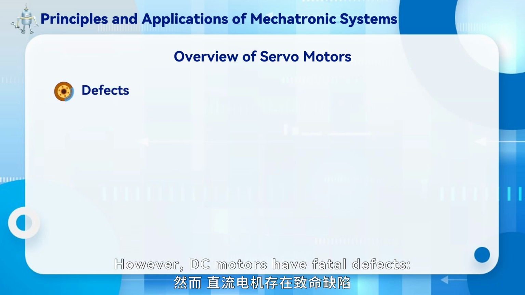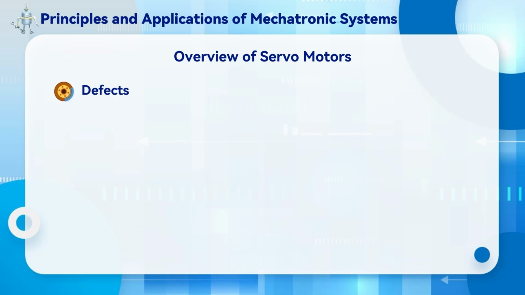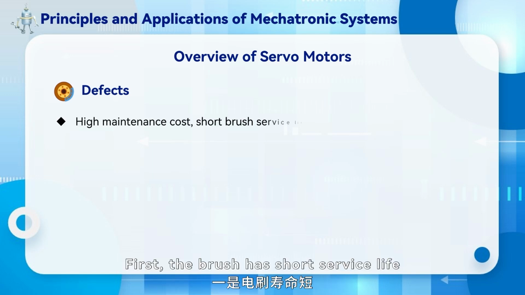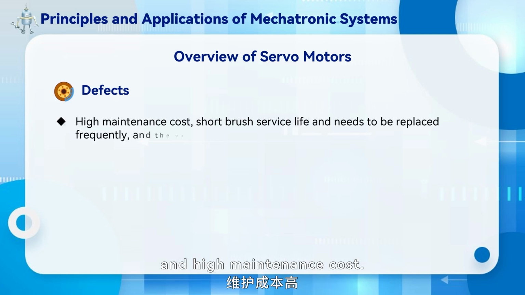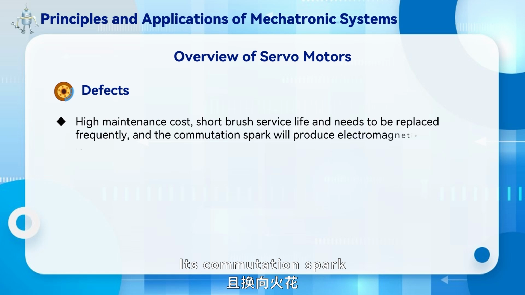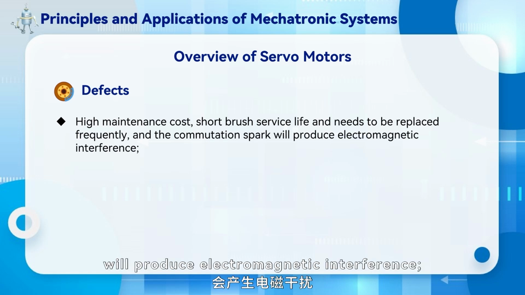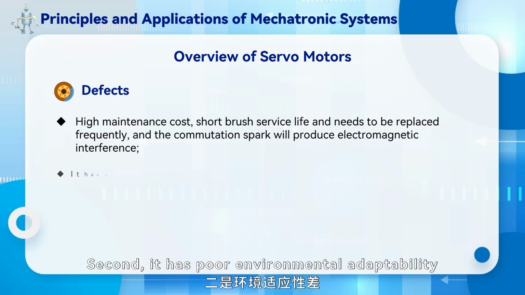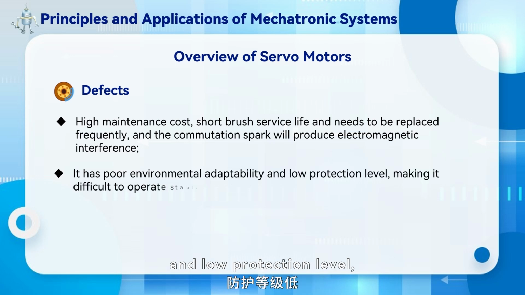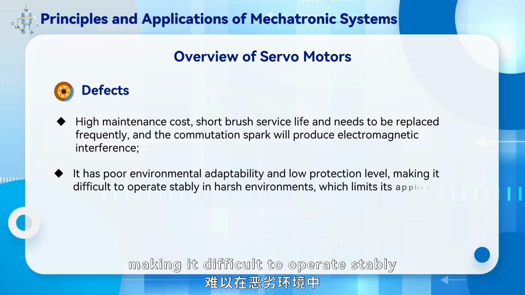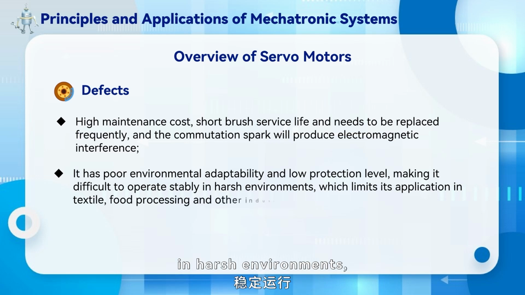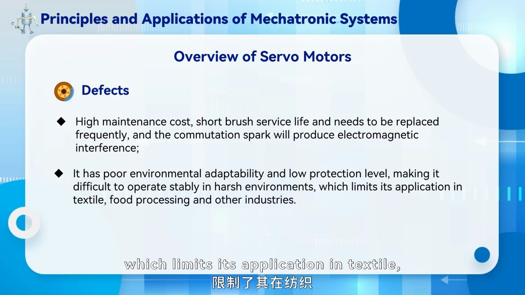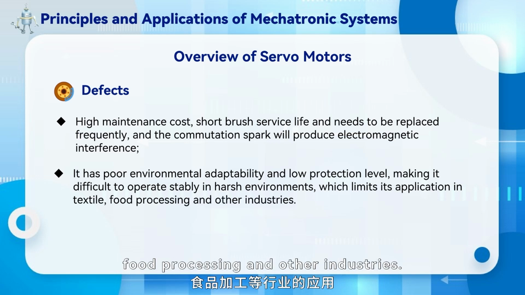However, DC motors have fatal defects. First, the brush has short service life and high maintenance cost. Its commutation spark will produce electromagnetic interference. Second, it has poor environmental adaptability and low protection level, making it difficult to operate stably in harsh environments, which limits its application in textile, food processing, and other industries.